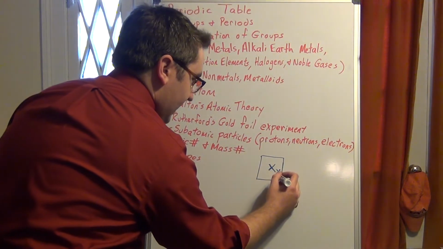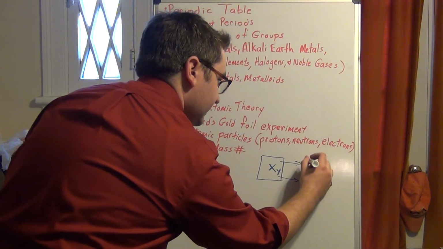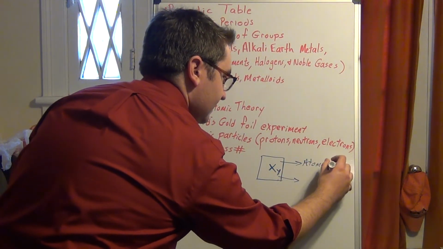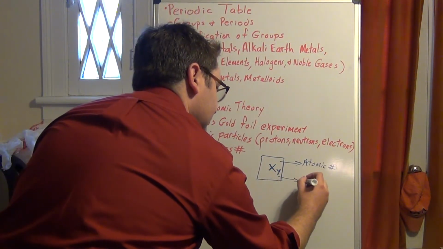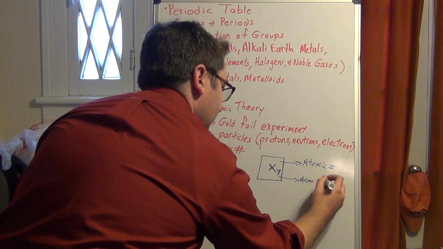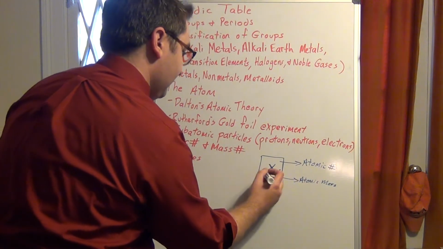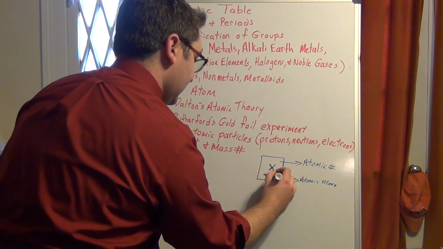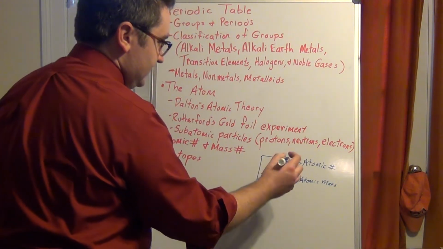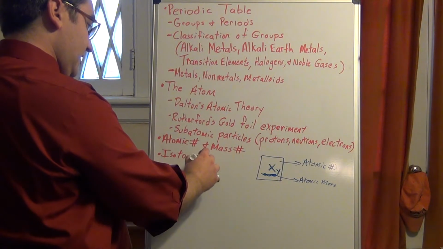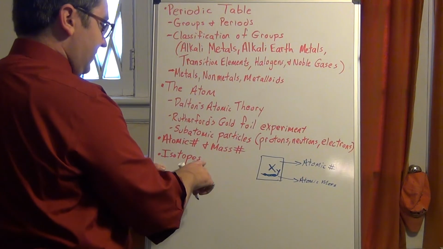Your atomic number is going to be the number that is on top, and then your atomic mass will be on the bottom, and we'll talk more about atomic mass once we get into chapter 6. This will be a number based on the average of the naturally occurring isotopes, and do know the difference between the different isotopes. Know the general definition of an isotope.